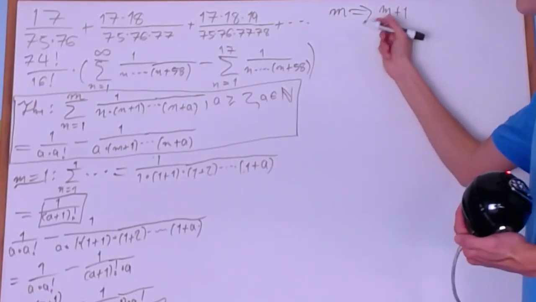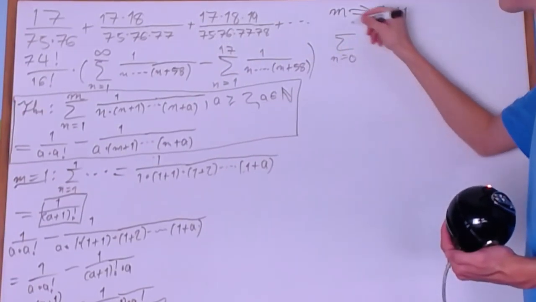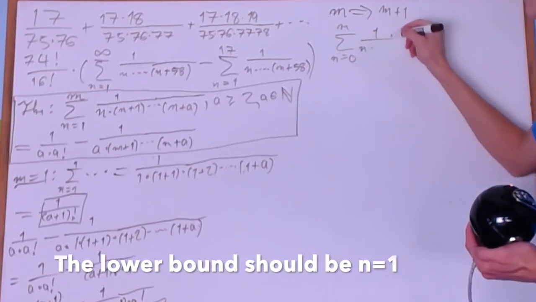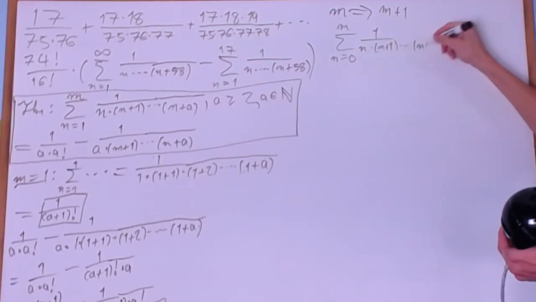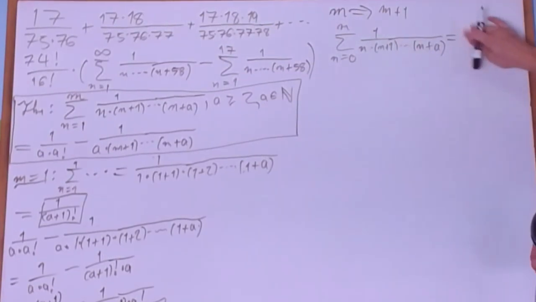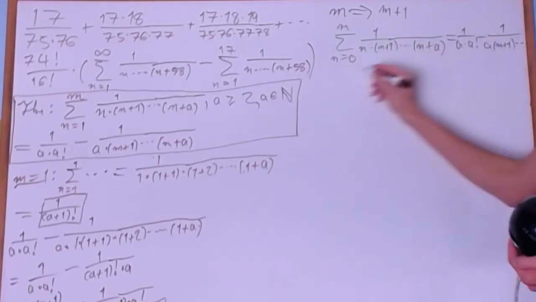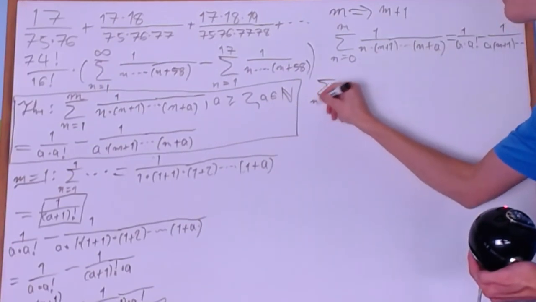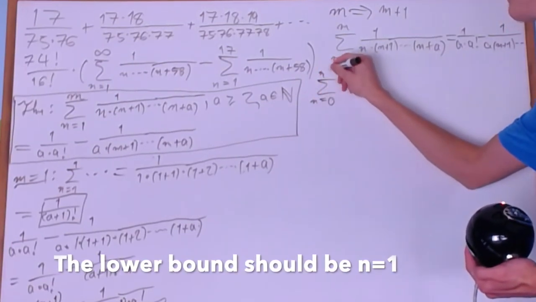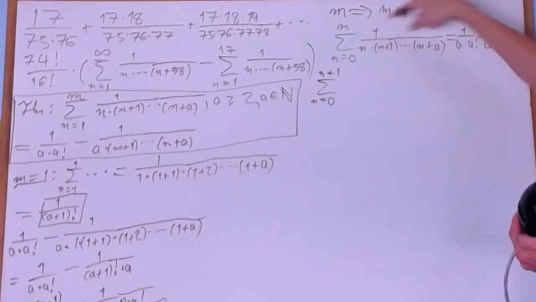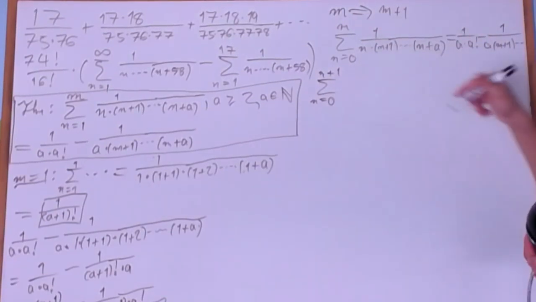So we have the sum from n equals 0 to m of 1 over n times n plus 1 all the way up until n plus a is equal to that formula, 1 over a times a factorial minus 1 over a times n plus 1 up. Alright, now let's go ahead and analyze the sum from n equals 0 until m plus 1. So we assume that this is true. Now we're going to prove this.